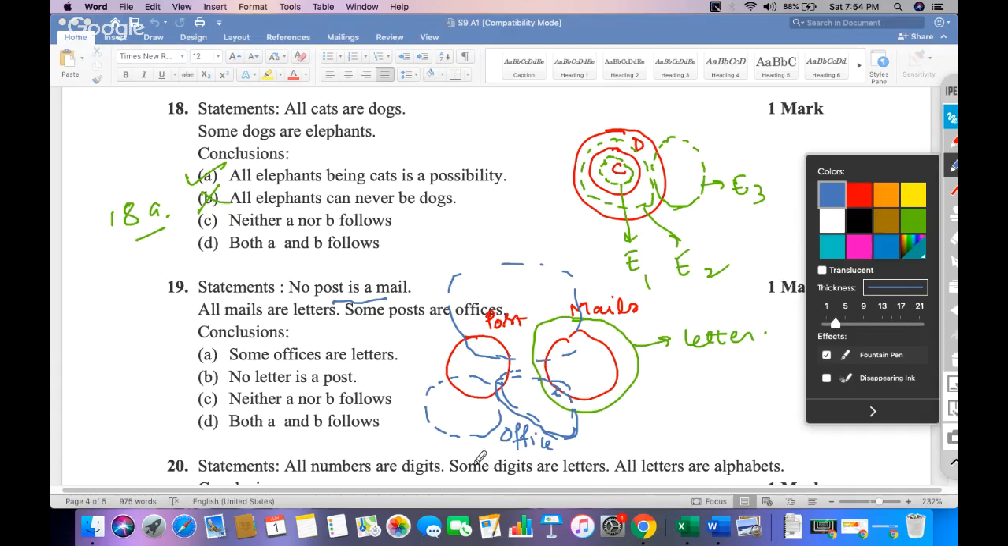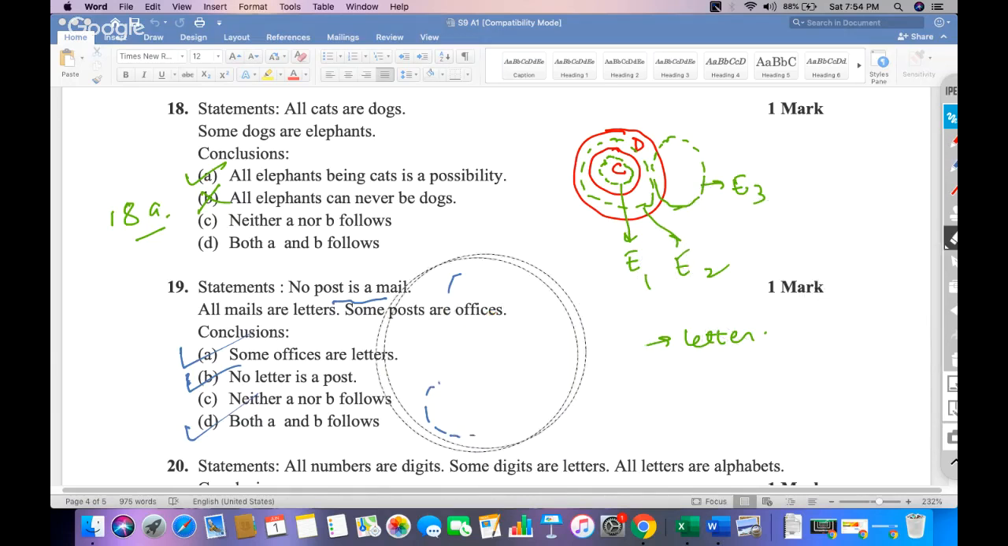Question number 19. No letter is a post is right. No letter is a post is right. And some officers are letters. Answer is D. So let me check what answer you guys have been giving. Answer is D. Answer D is correct.